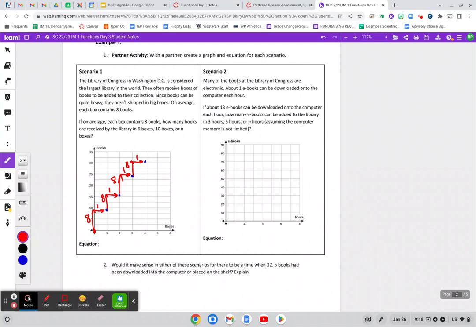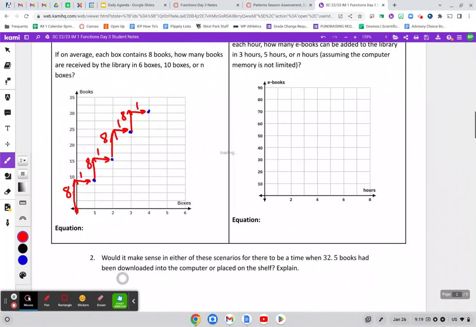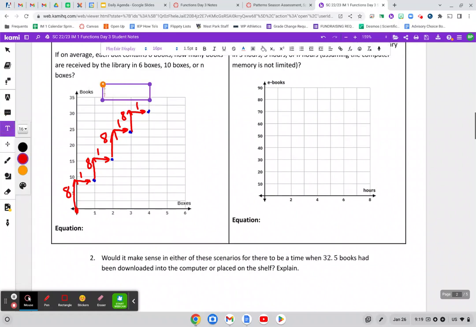Now, when we're talking about the number of boxes, you can have one box, two boxes, or three boxes, but you can't have 1.5 boxes or 2 3/4 of a box. It's either one box or two boxes or three boxes. So it wouldn't make sense to connect the dots. This is what's called a discrete function.